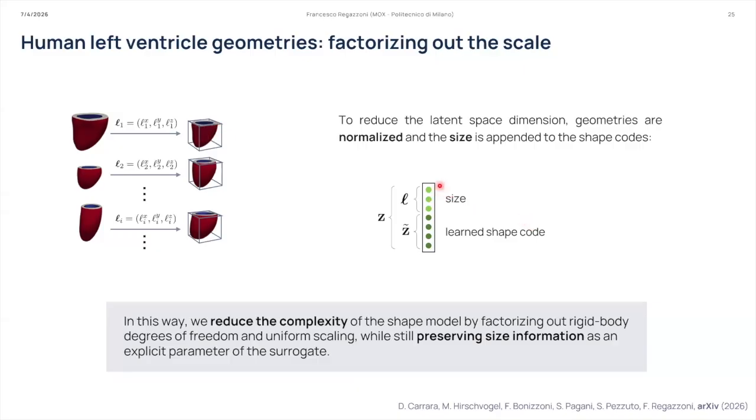And finally, we append the 3 coefficients that inform about the size of the domain to the learned shape code. So in the end, the shape code will be split in 2 parts. The first one accounts for the size, and the second accounts for the shape, regardless of the size. And so overall, in this way, we can reduce the complexity of what the shape model needs to learn by factorizing out all these rigid body degrees of freedom and also uniform scaling, but still preserving the size information as an explicit parameter that can be used by the surrogate model.